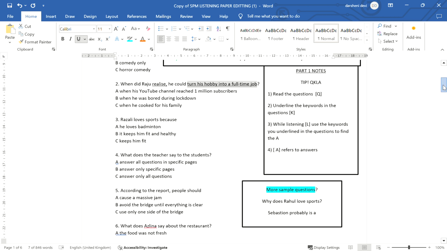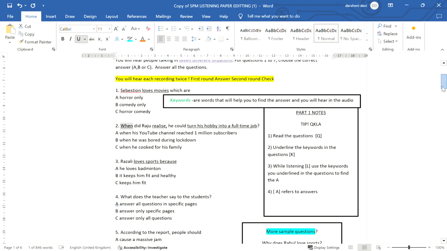Let's see question number 3. Razali loves sports. The keyword here is love sports because they want to know the reason. This one they want to know when. So these are the keywords. This one they want to know which movie, so you can underline which because it's also another keyword.